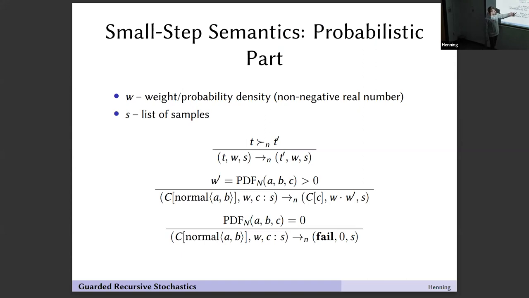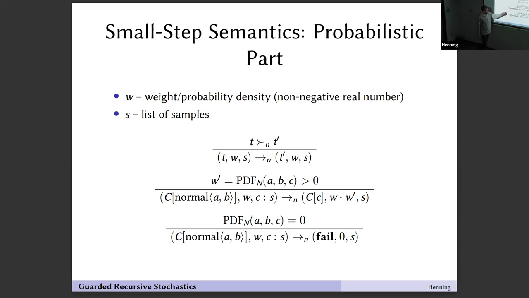And then we have the deterministic computation, which has no probabilistic part. Those we can just carry out. So if we have a computation from T to T prime, we just carry that out. This doesn't affect the samples because we don't do any probabilistic computation. The weight also doesn't change because we're not drawing from any distribution. So this deterministic part is just lifted.